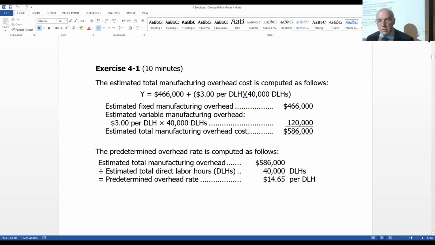If their fixed costs are different than what they estimated, that $14.65 is going to be off a little bit. If they actually worked 41,000 hours instead of 40,000, then the total cost, y, is going to be off a little bit. But then, when they know what the actual costs are, they can make adjustments. Any questions so far? We're just plugging stuff in, multiplying, dividing. That's it.